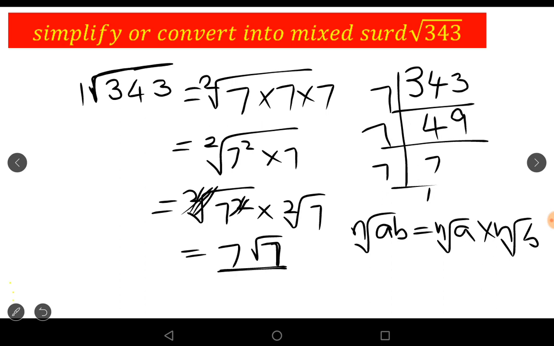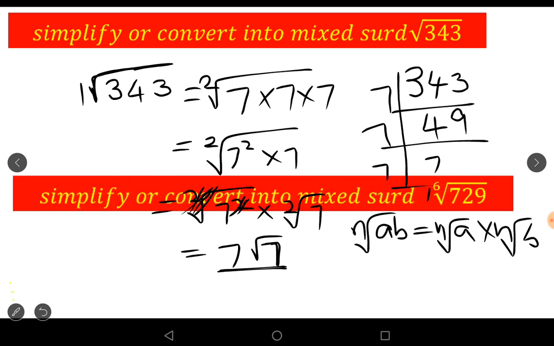Next question. Sixth root of 729. Sixth root of 729.